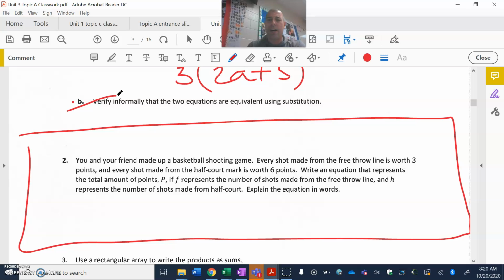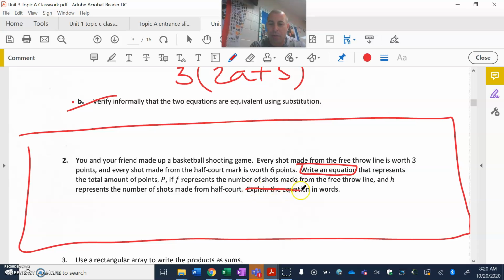It's one where we're going to be doing a lot more of this. They kind of give you a sneak peek at it there. So it says you and your friend made up a basketball shooting game. Every shot made from the free throw line is worth 3 points, and every shot made from the half court mark is worth 6 points. Write an equation, and again, that's the stuff we're going to start doing soon, that represents the total amount of points. They want you to use the letter P for it. If F represents the number of shots made from the free throw line, and H represents the number of shots made from the half court line, explain the equation in words. Okay.